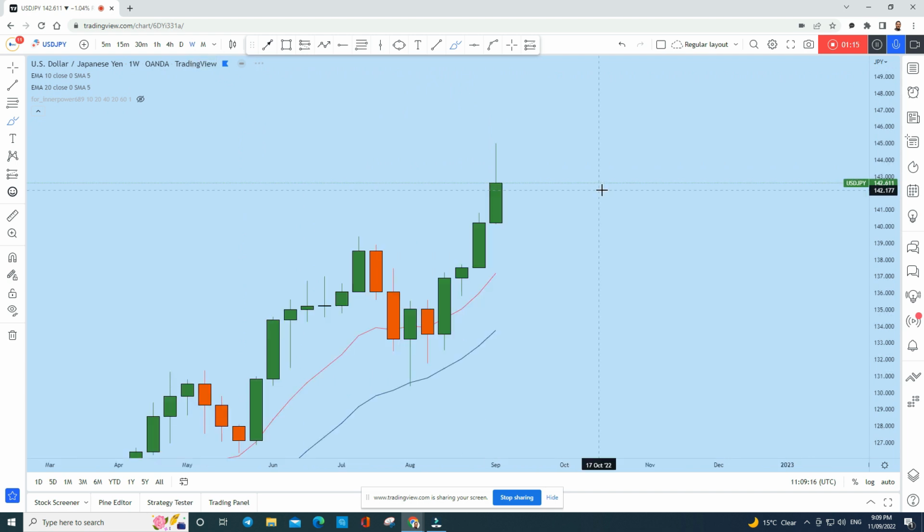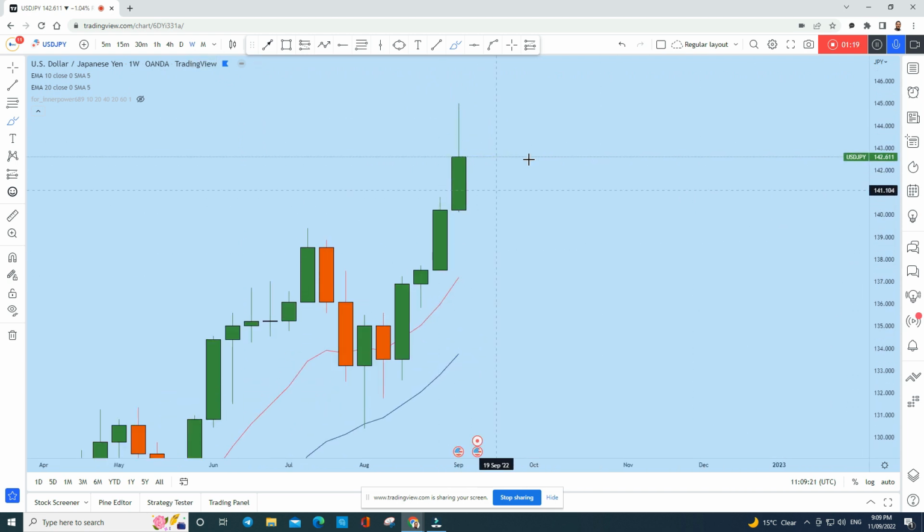Now, if you look at the weekly time frame, we see dollar yen on the weekly. This is the weekly closed candle. This is also another very strong bullish candle. You can see that it has a long wick at the top, and there is a healthy body at the bottom, meaning that we could find a significant bullish trading opportunity on this one.